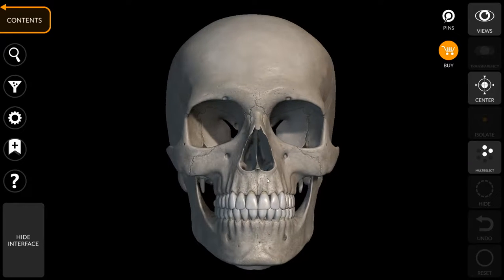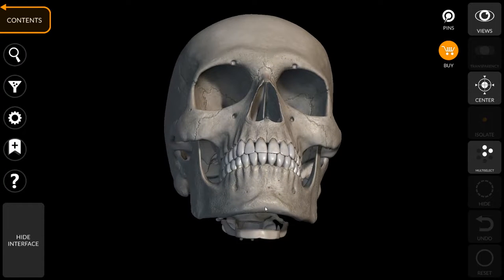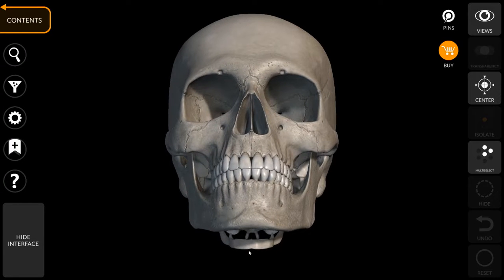And then inferior to that is the mandible, and the mandible is the mobile portion of the mouth. If you look inferior to that, this part right here is called the hyoid bone, and the hyoid bone is the bone that basically helps with the tongue and movement of the mouth.